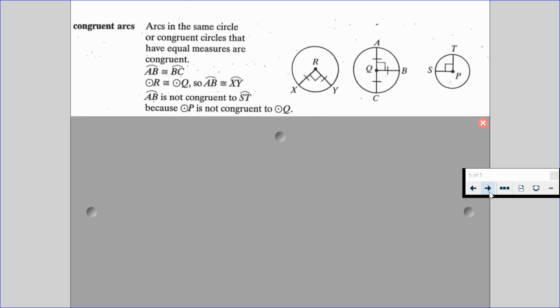All right, and then lastly, we have what is called congruent arcs. So arcs in the same circle or congruent circles that have equal measures are going to be congruent. So minor arc AB is congruent to minor arc BC. Circle R is congruent to circle Q, so minor arc AB is congruent to minor arc XY. Minor arc AB is not congruent to minor arc ST because circle P is not congruent to circle Q. So long as we have congruent circles, we could potentially have congruent arcs. And likewise, if we have congruent arcs, we're going to have congruent circles.